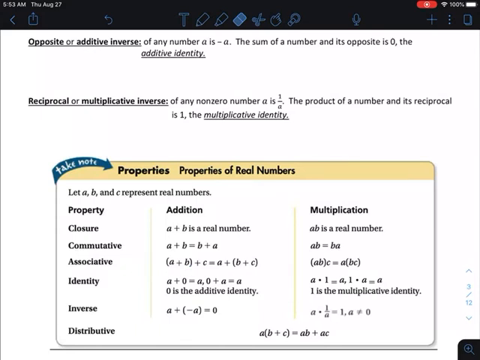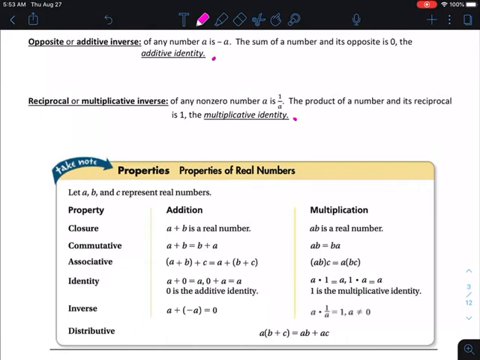The next one talks about an identity. Now that's where those additive identity definition and the multiplicative identity definitions came in. It says a plus 0 is equal to a, or 0 plus a is equal to a. 0 is the additive identity. Identity, you're starting with a number. What can you add to it to not change the identity of that number?